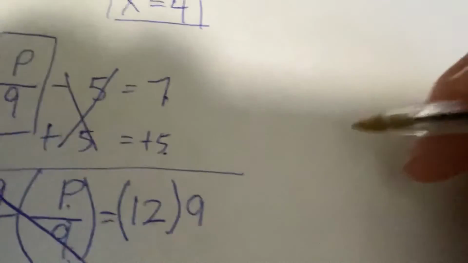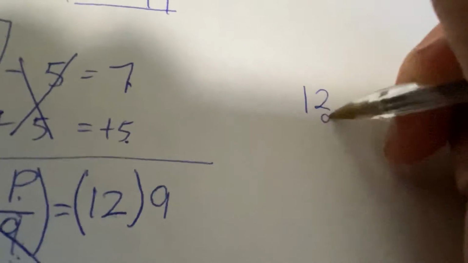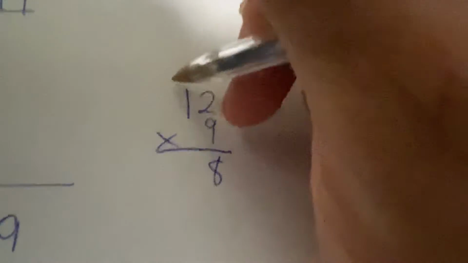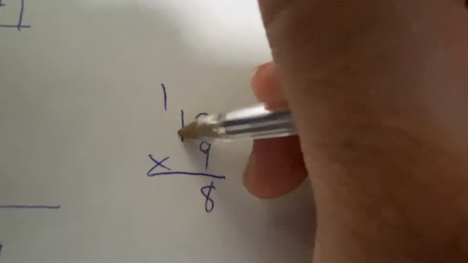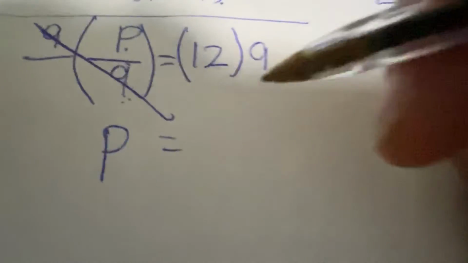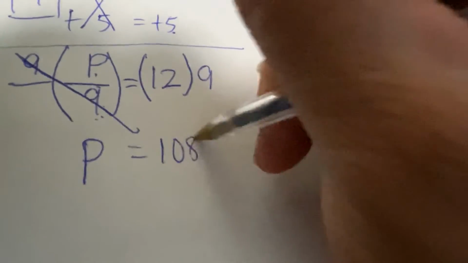And now I come to the side somewhere and I multiply 12 times 9. And we know 9 times 2 is 18. Carry my 1. 9 times 1 is 9 plus 1 is 10. So p is equal to a positive 108.